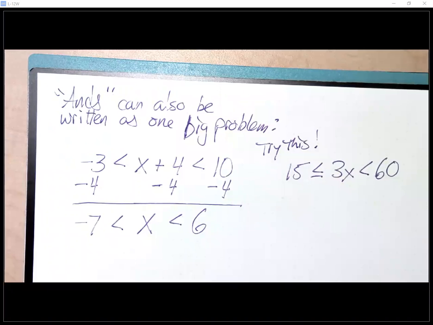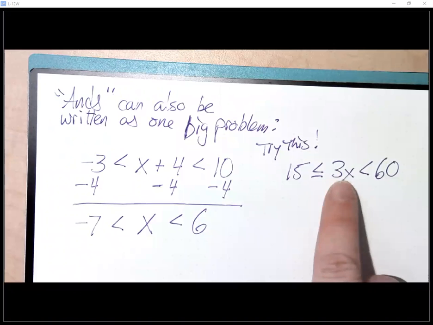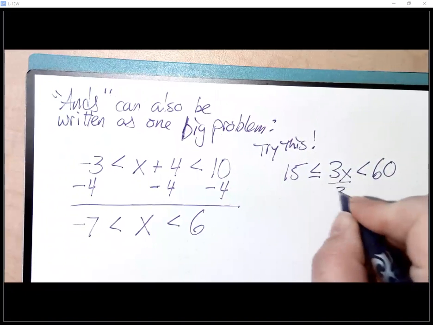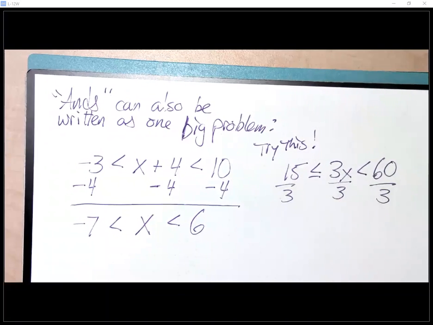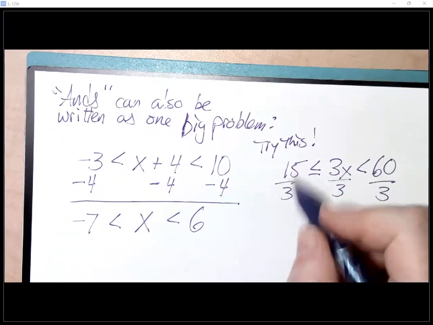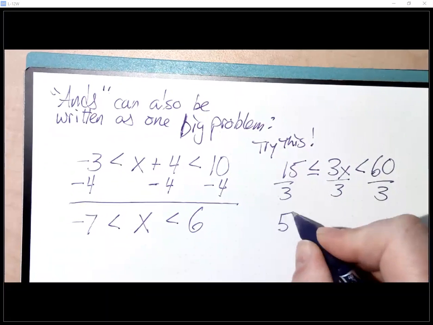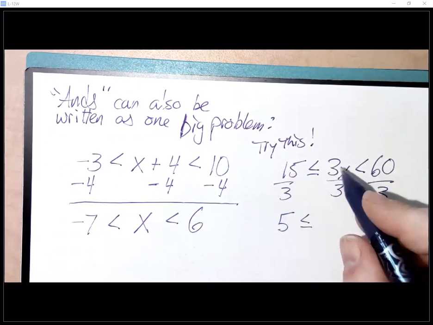You with me? Just like in a normal equation, I'm still just asking, what would I normally do? I would normally divide by 3. So everybody's going to get divided by 3. The left, the middle, and the right. So now I've got 15 divided by 3 is just 5. And I just bring these symbols down. The only thing left in the middle now is x.